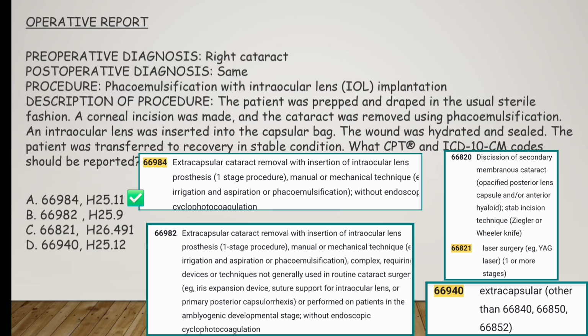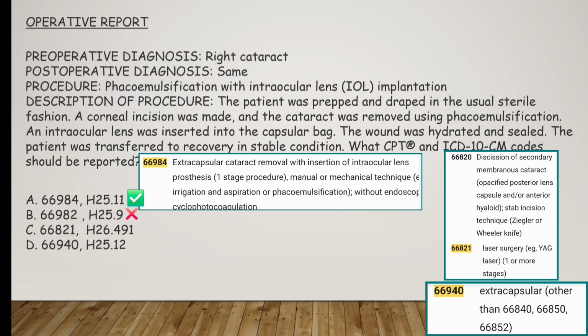66984, because it is for extracapsular cataract removal with insertion of intraocular lens prosthesis, and they have mentioned phacoemulsification. Option B, 66982, is wrong because that code is used for complex cataract surgery which involves additional surgical techniques or devices that are not mentioned in the procedure description.